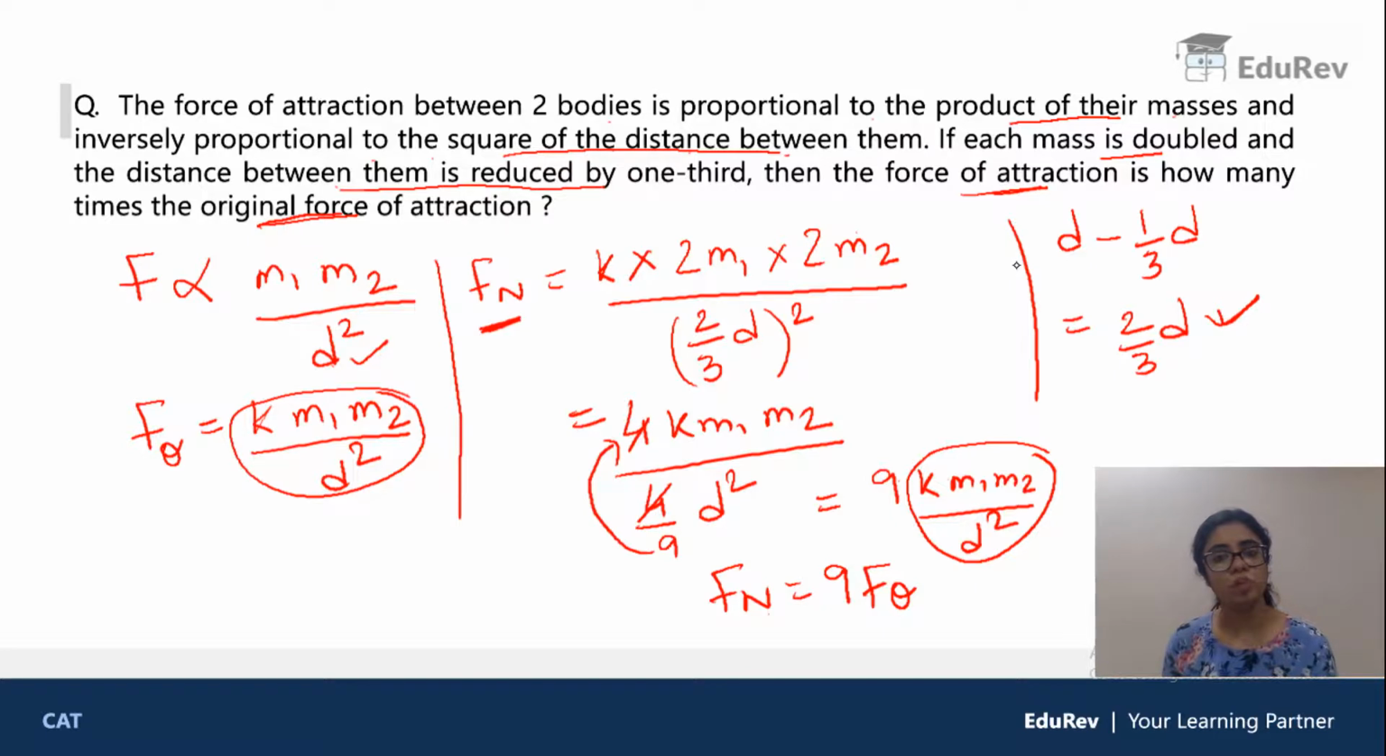So my new force is 9 times the original force, and this becomes your answer. Okay? So if you see the solution, you'll realize that the solution is very, very easy. Just the case is you have to understand the question, put it properly in variation, and you get your solution. Okay? Now let's move on to the next question.